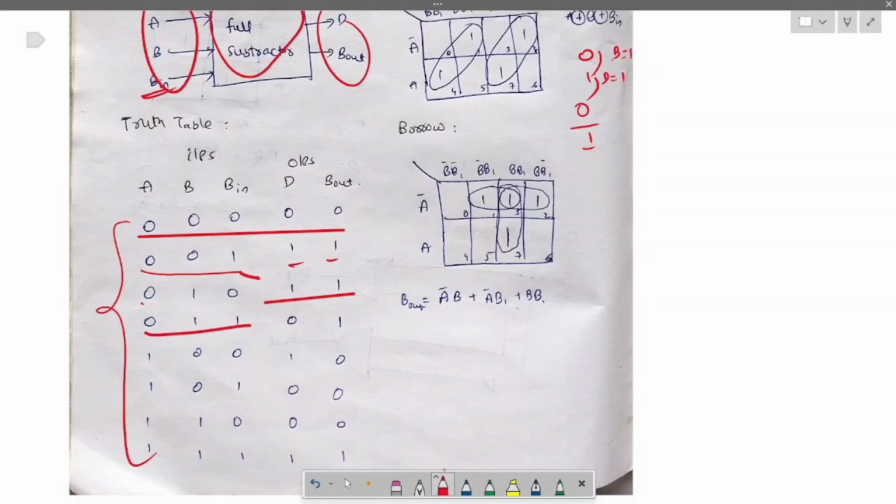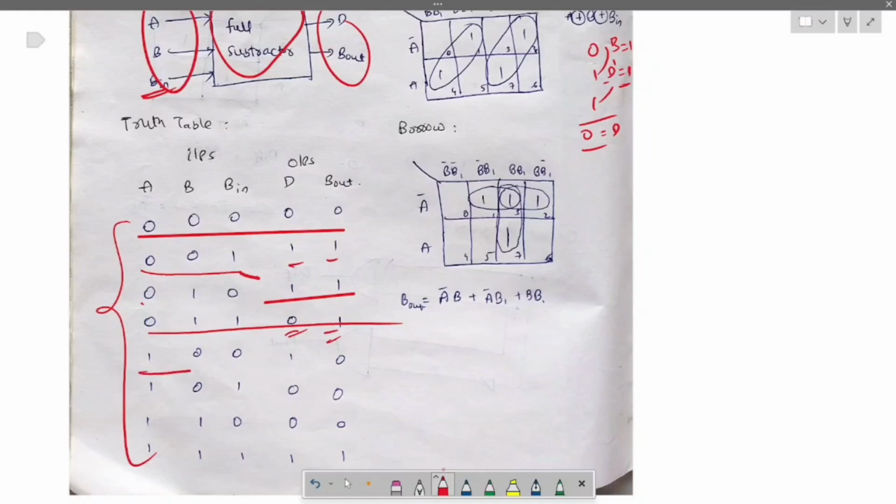Similarly 0 1 1. Let us erase this. Here you need to understand the logic. 0 and 1 means the borrow is 1. The intermediate difference D dash is 0 minus 1, which is 1. Now D dash minus 1, that is 1 minus 1, is 0. The final difference is 0 and the borrow is 1.